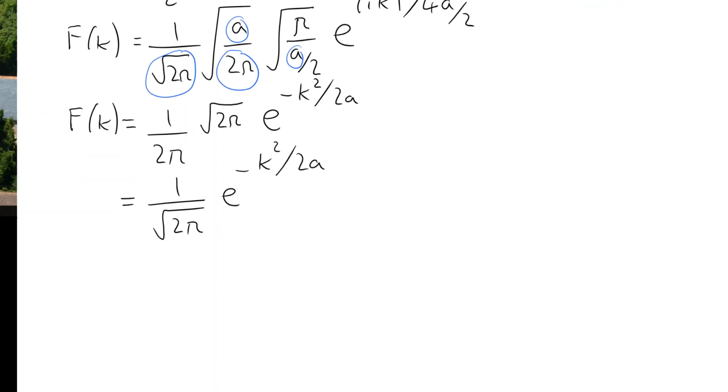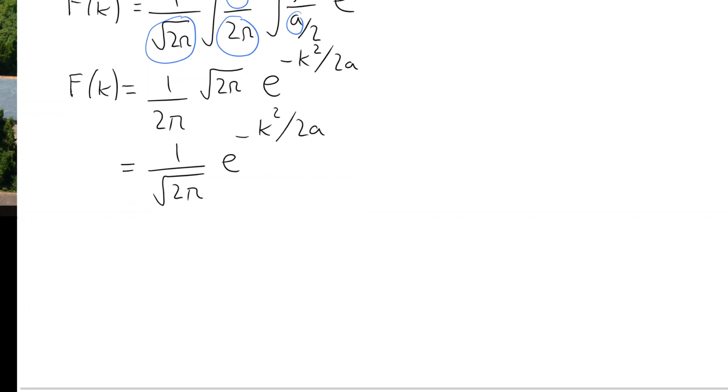What we can see is that the Fourier transform is now also a Gaussian function. It's a function of k, but it's still a Gaussian function. So we've shown that the Fourier transform of a Gaussian function is itself also a Gaussian function. Now, although the question doesn't ask us to do so, it's interesting to look at the widths of the original function and also the width of the Fourier transform.